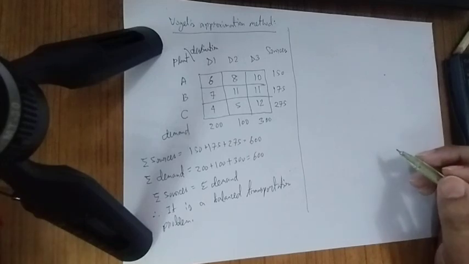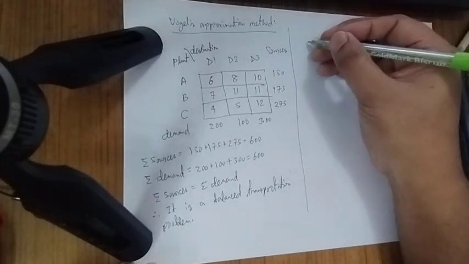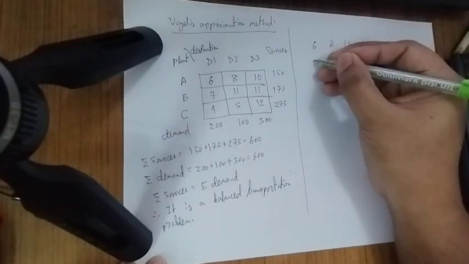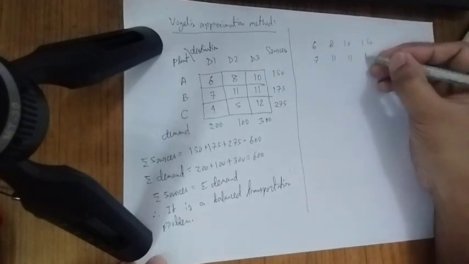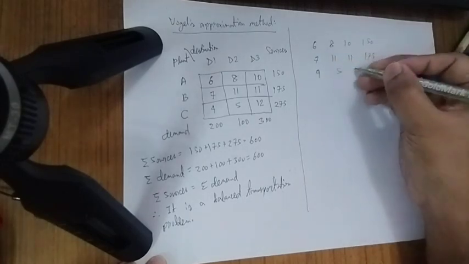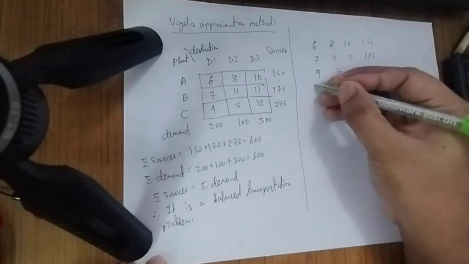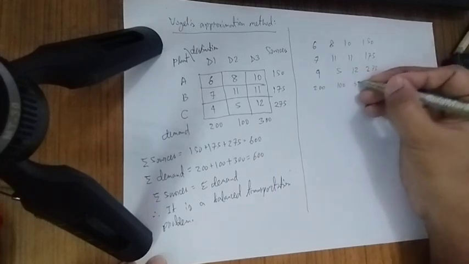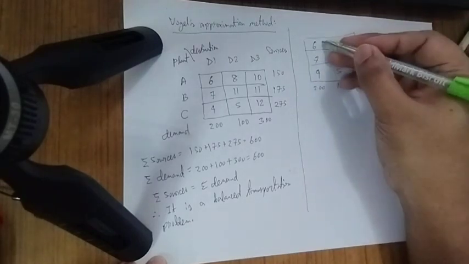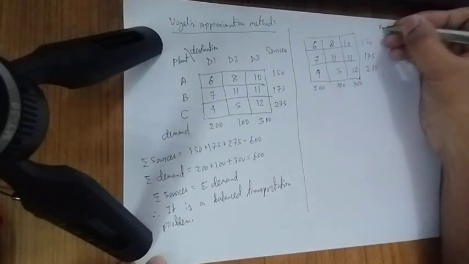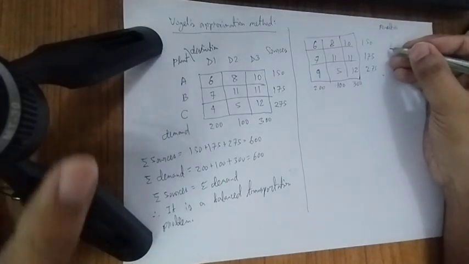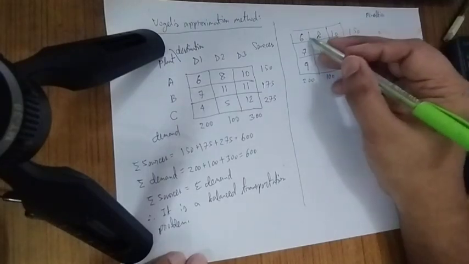So firstly we have to calculate the penalties. Take the values 6, 8, 10 with source 150; 7, 11, 11 with source 175; 4, 5, 12 with source 275. The demand is 200, 100 and 300. Within the cost matrix, firstly consider row wise to calculate the penalties.